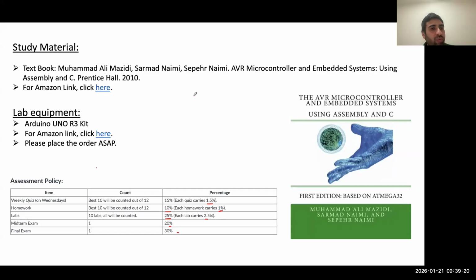Lab requirement: in lab, we will be using an Arduino kit, the Arduino UNO R3 kit. Each student needs to buy it for him or herself. I have provided you the Amazon link here. It will cost you something around $50. So place the order as soon as possible so that it is shipped to you before the first lab, right?